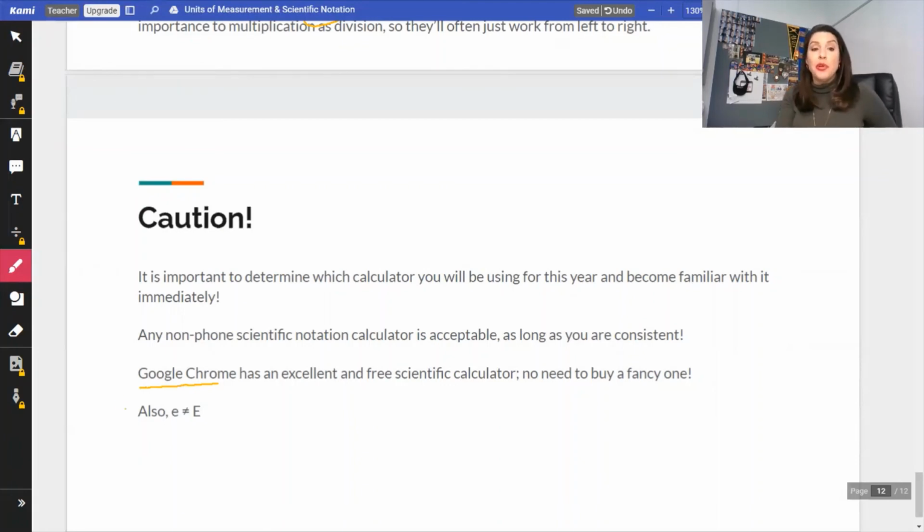Also, one other little word of warning. Uppercase and lowercase e mean two completely different things. So don't interchange them when you're doing calculator operations.